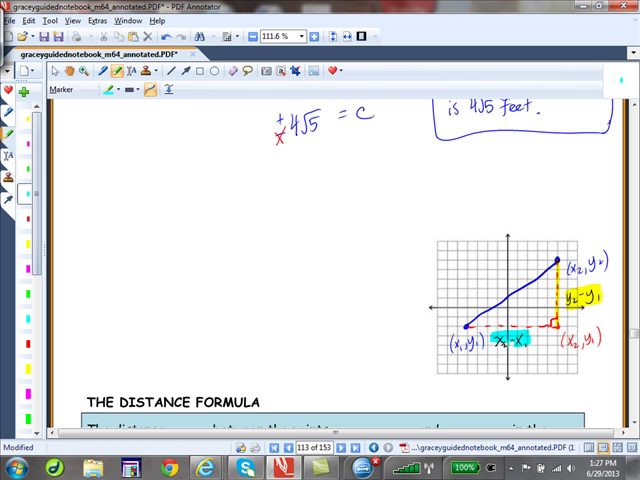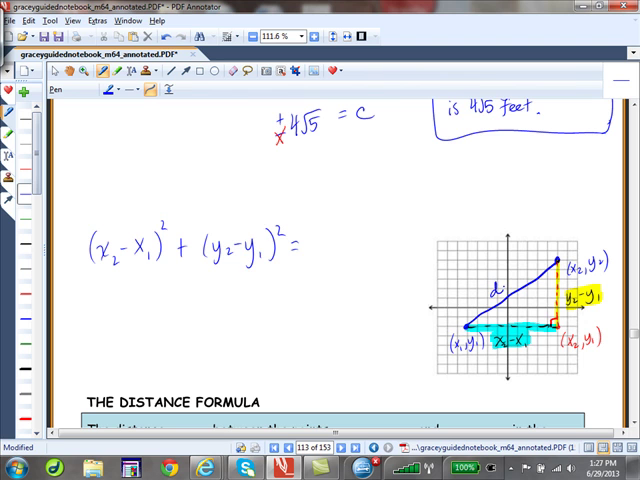So this length is here. Think about it. We would have x2 minus x1, which is like our A, one of our legs. So we square that. We square y2 minus y1, and we get this distance d squared.